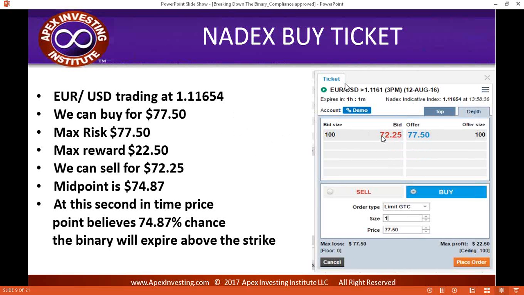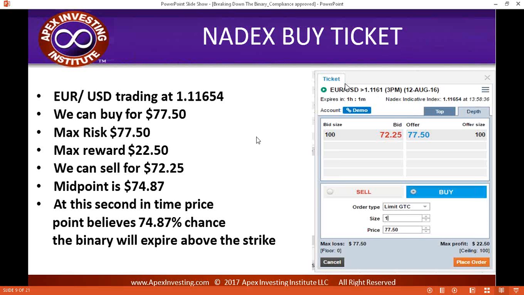But in general, when you look at the midpoint, what I mean by that is I can buy it for this price, I can sell it for this price. That's the bid-ask spread. So what price is right in the middle? Well, if I add these two together and then divide by 2 to come up with the middle point, that's 74.87. That means from a pricing probability standpoint, because this strike price is below the current market already, there's a 74% chance that this binary will expire above the strike.